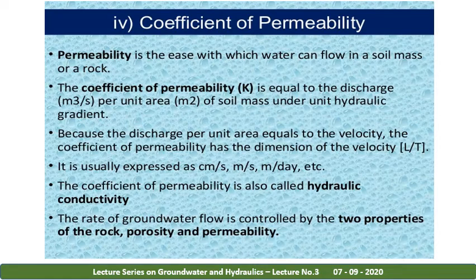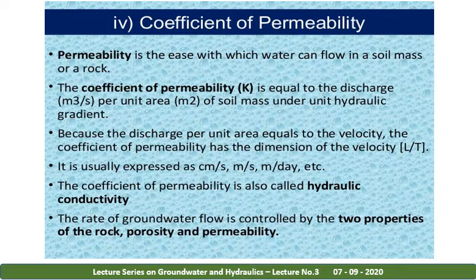Next one is coefficient of permeability. Permeability is the ease with which water can flow in a soil mass or a rock mass. Permeability can be defined as the interconnection between two voids. It's the movement of water in a particular material, and it is also correlated to the porosity, or pores, which allow water to drain inside the rocks or soil masses.